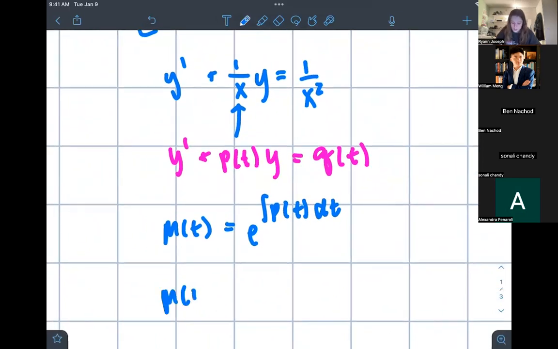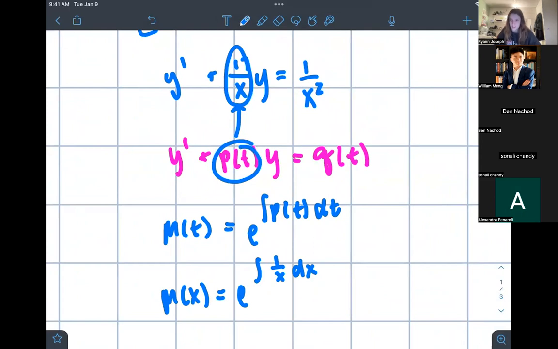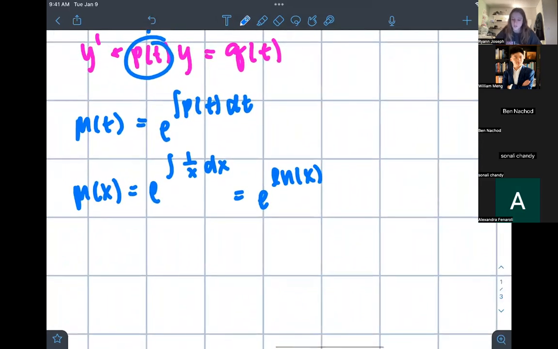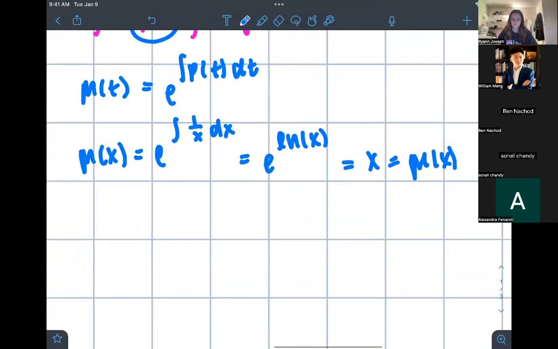So in this case, mu of x is going to be equal to e to the integral of 1 over x dx. Again, I just found p of t, which in this case is 1 over x, plugged it in here, and then solved that. So this is actually e to the natural log of x, since the integral of 1 over x is natural log of x. You don't really need to include the plus c here. And then this is equal to x. So we know our integration factor is x.